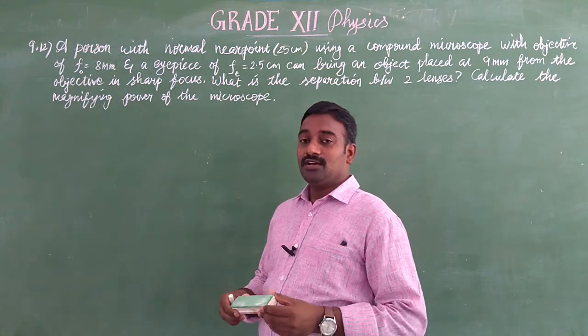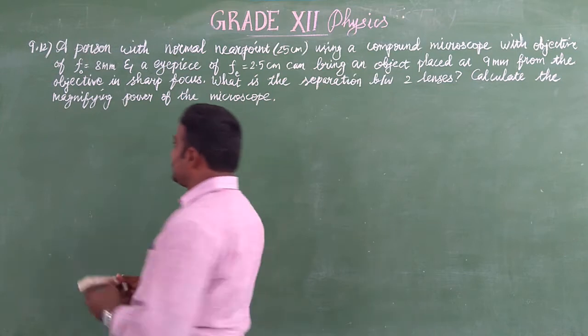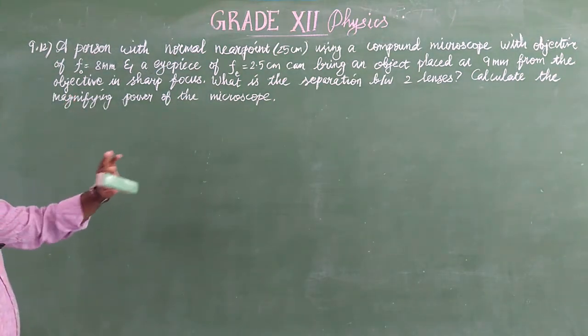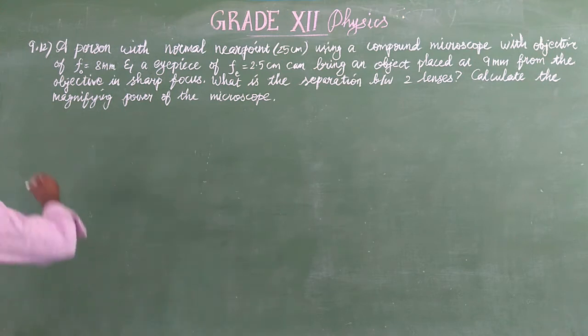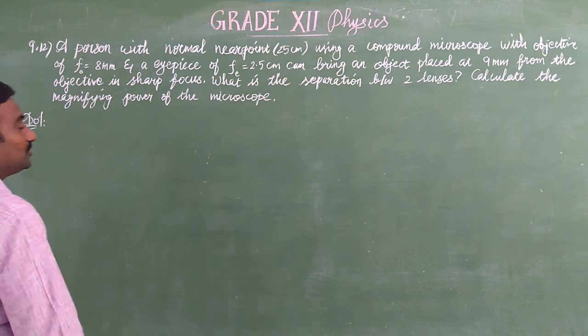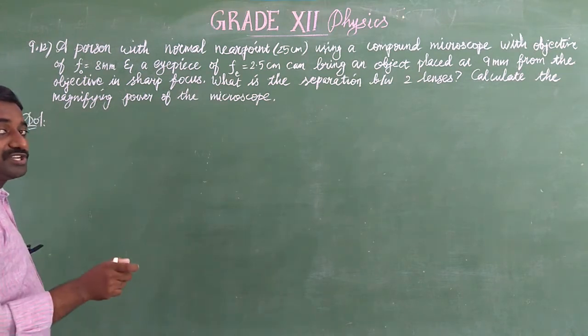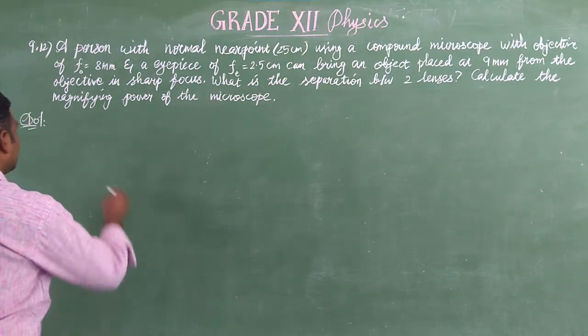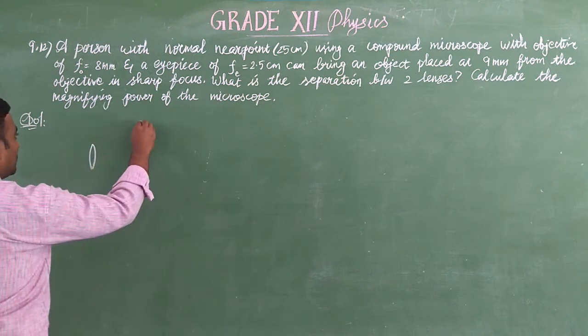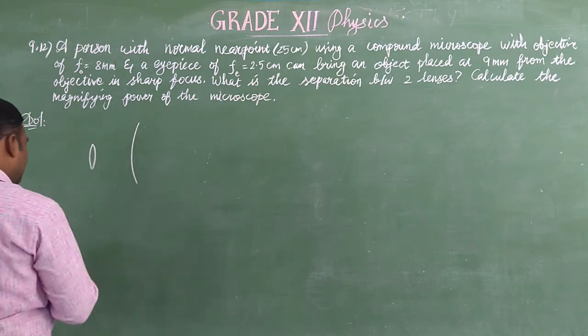Now, the continuity of the book exercise. Next one is the 12th question from the book exercise. Look at the question. A person with a normal near point is using a compound microscope. First we'll draw the diagram for the compound microscope. It has two lenses. One is the objective lens, another one is the eye lens.